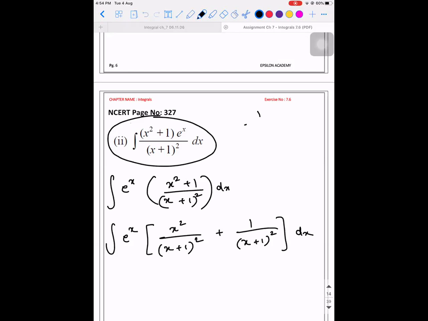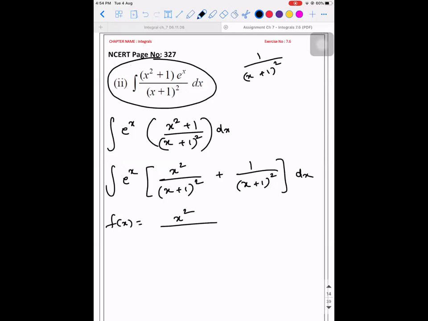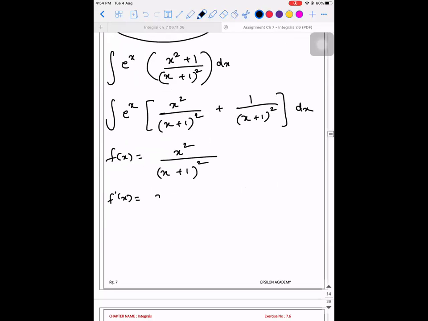See, 1 by x plus 1 the whole. x square by x plus 1 the whole square. Then you will get that as x plus 1 into coming 4. Is it coming? You have to verify and see x square divided by x plus 1 the whole square. Then what is f dash of x? X plus 1 the whole square into 2x minus x square into 2 into x plus 1 the whole divided by x plus 1 the whole power 4.